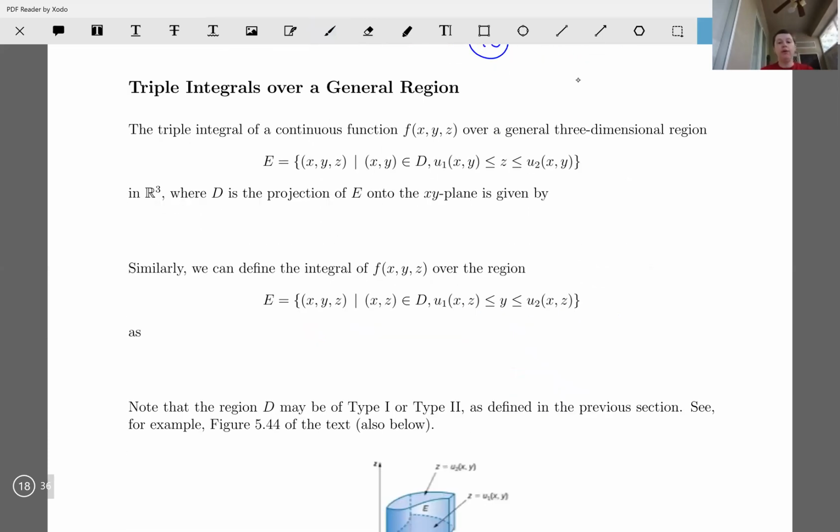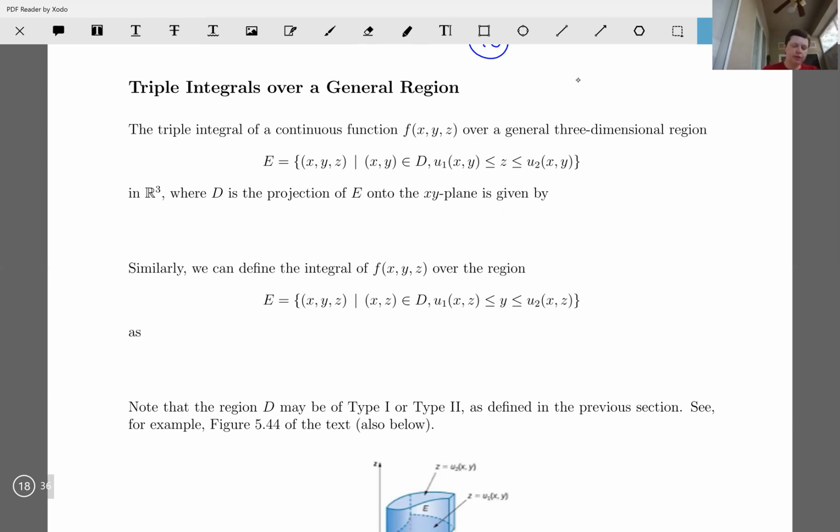Awesome. So of course, we're interested in triple integrals over a general region now. So the triple integral of a continuous function f of x, y, z over a general three-dimensional region, we'll call it E, being the set of x, y, z where (x, y) is in some D, and z is between u sub 1 of x, y and u sub 2 of x, y. And this is some region in R3, of course, where D is the projection of the region E into the xy plane.